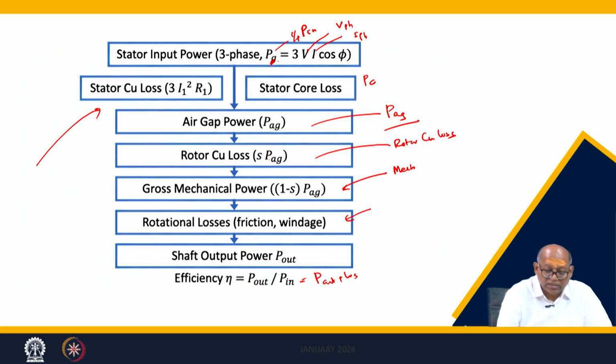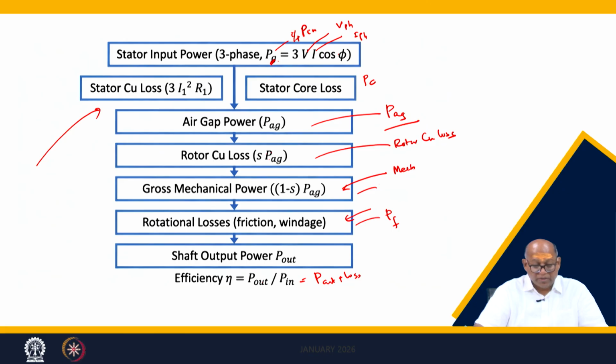What are the losses? The windage and friction loss, PF, the copper loss in the rotor, the copper loss in the stator, the core loss, etc. So that becomes the complete efficiency. I will stop here. We will go to the next lecture.